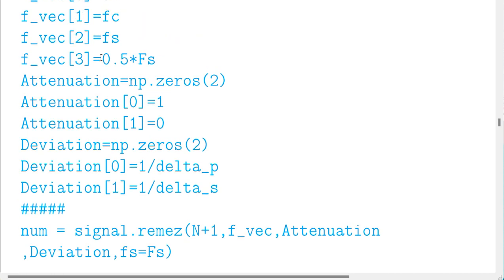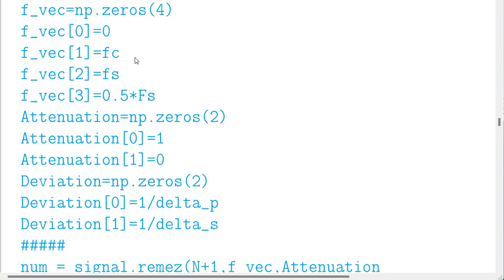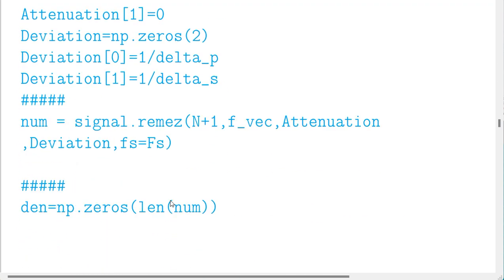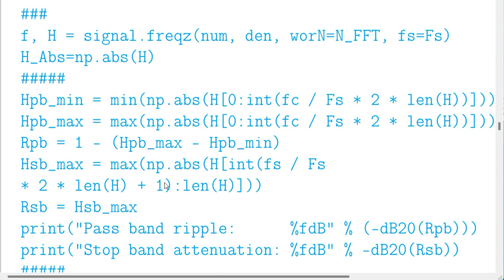We will later design high pass as well. So high pass will be, can you say it? Starting from 0, then having fs, then fc, then the last parameter the same. What about attenuation for high pass? It will be 0, the next one, 1. And here delta s at first and then delta p. It will be high pass. Very simple. Okay.